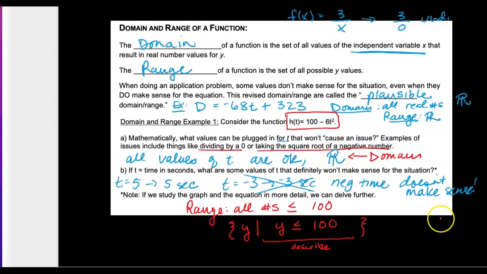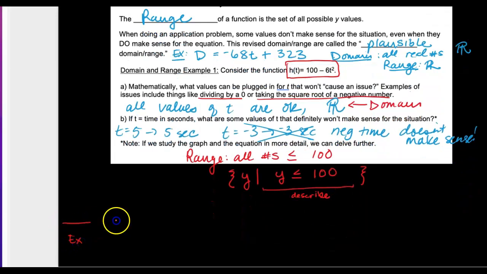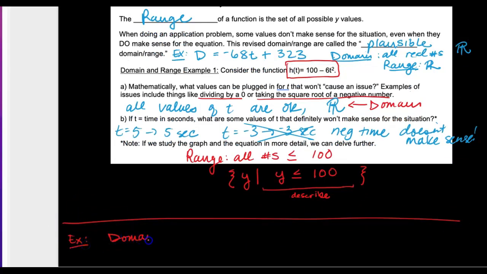Now, just to show you real quick, and this is just an example that does not have to do with our example here, let's say you had a domain where x had to be greater than 2. The way you would write that using set builder notation is curly brackets and x, vertical line, x is greater than 2. So you can see for domain, if you have to use set builder notation, you're just going to use an x instead of a y like we did for range. Okay, so let's look at the next example.